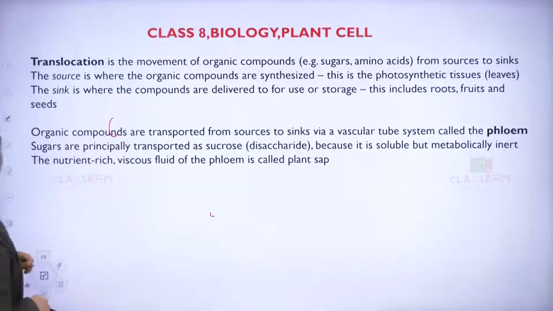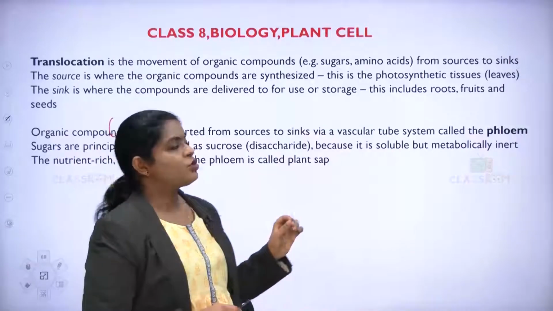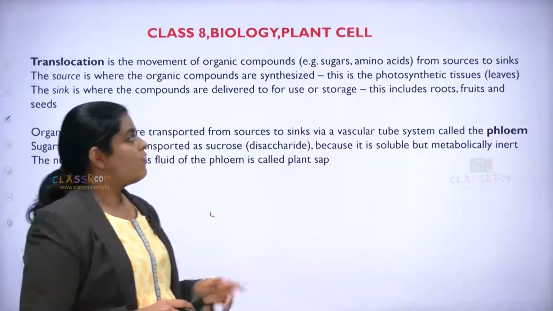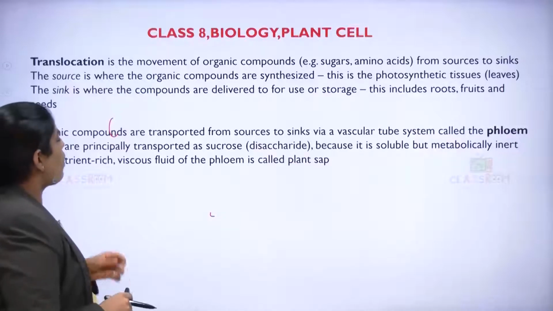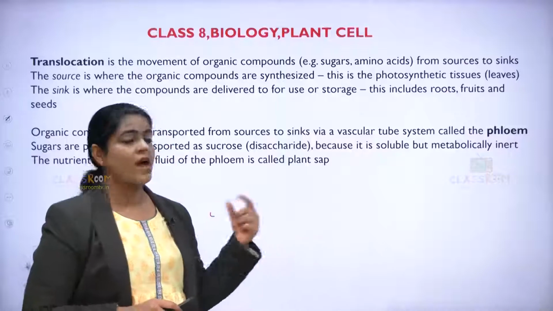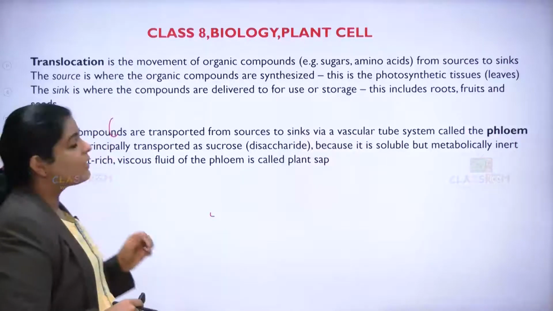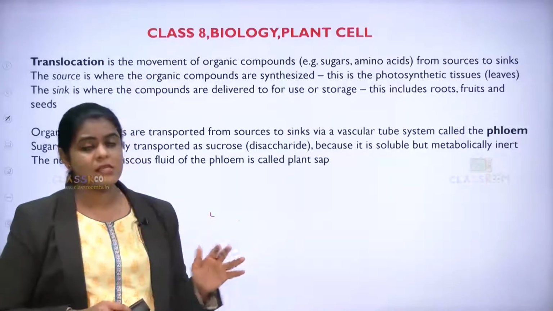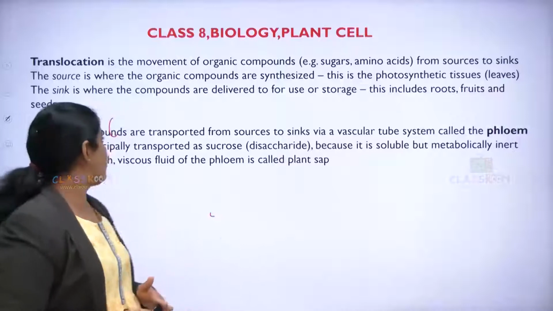Alright. So, translocation is the movement of organic compounds, that is sugar and amino acids, from sources to wherever it is needed. Alright, and organic compounds are transported from source to sinks via a vascular tube system, that is phloem. Alright, and even the companion cells are helping in this whole process. So, do not forget the companion cells when it comes to phloem.